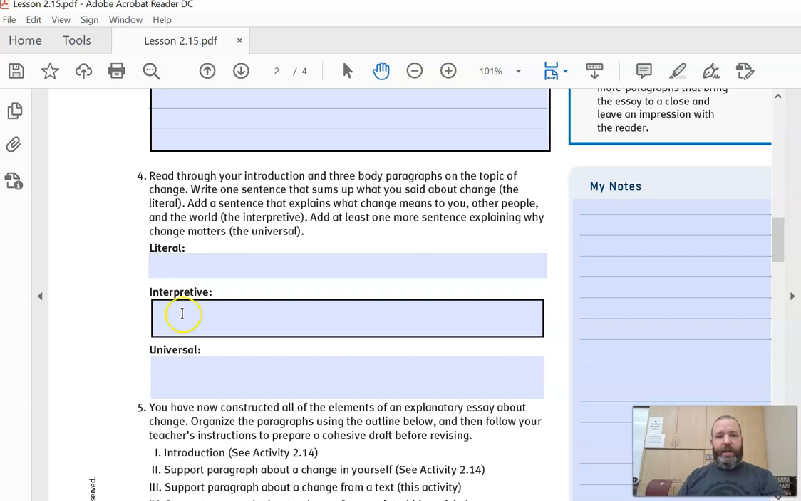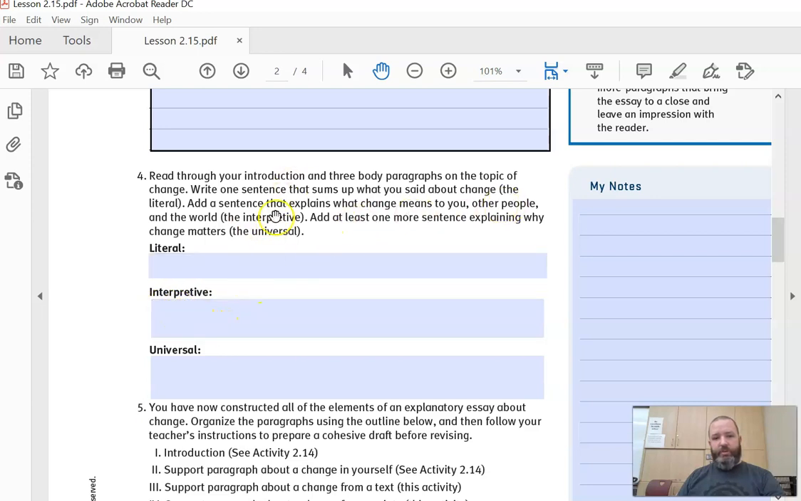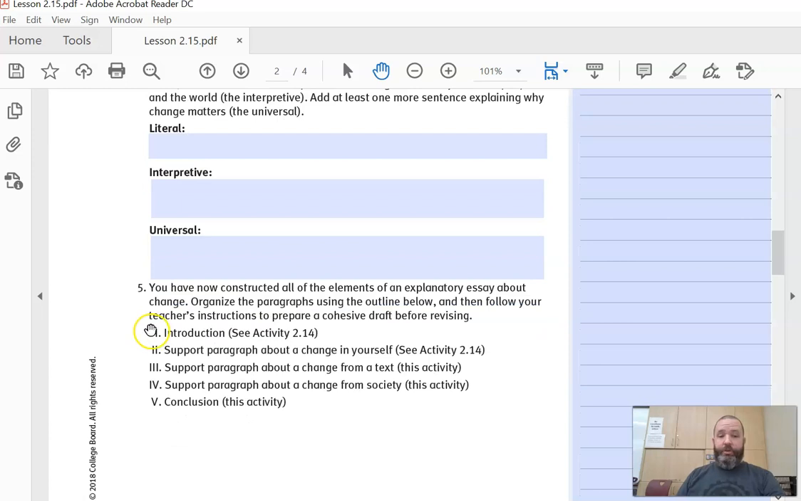And then the second one, add a sentence that explains what that means to you, what change means to you, other people, and the world. So you're interpreting change. So what does change mean to you, other people, or the world? And the third box, add at least one more sentence explaining why change matters. Okay, so those are the 3 sentences. You could use one of those in your conclusion. That's why we're doing these here. Or you could use all 3 of them in your conclusion. That would probably be a good idea.